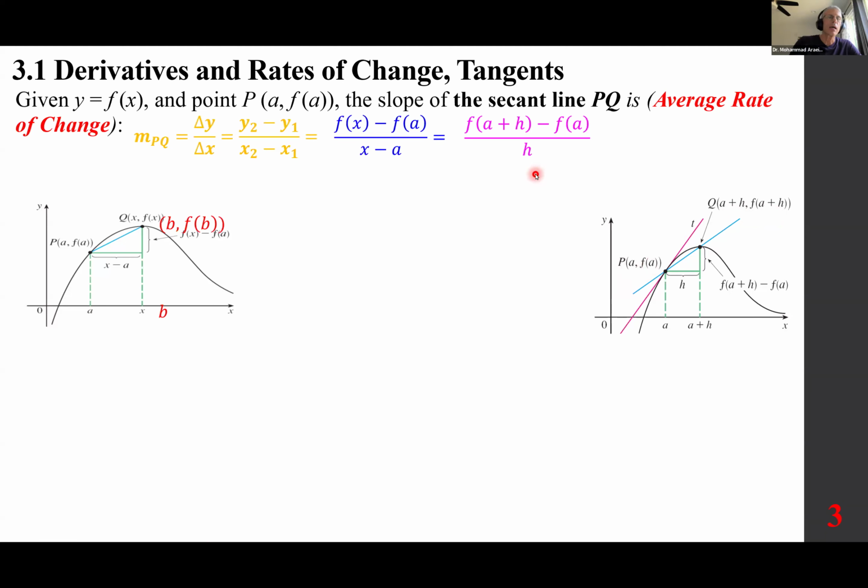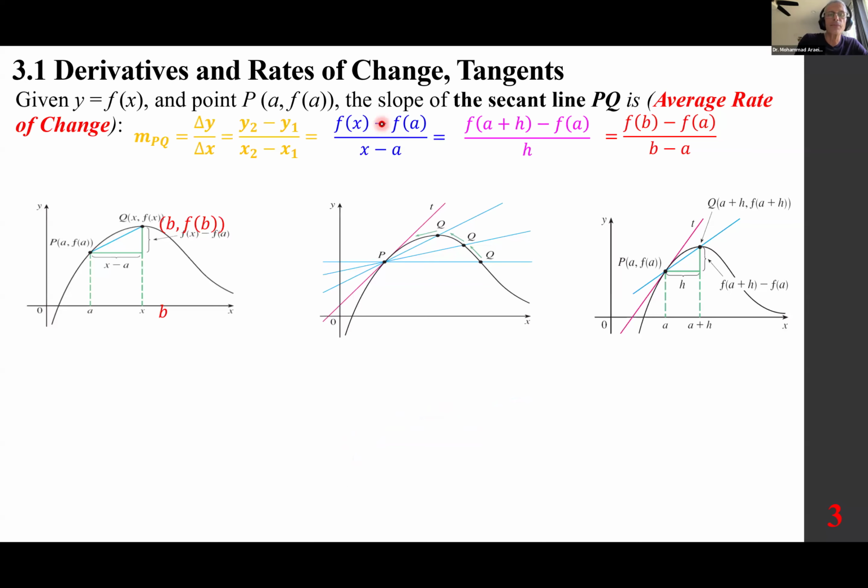And now let's say this is b comma f of b. It becomes f of b minus f of a over b minus a. All of them refer to the same thing: rise over run, the slope of a line given 2 points. Normally we call them this format or sometimes this format, the difference quotient.